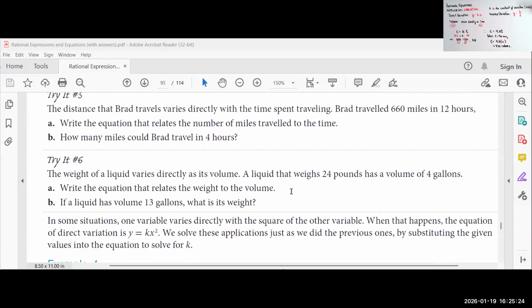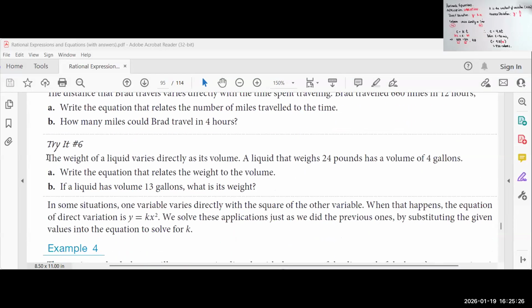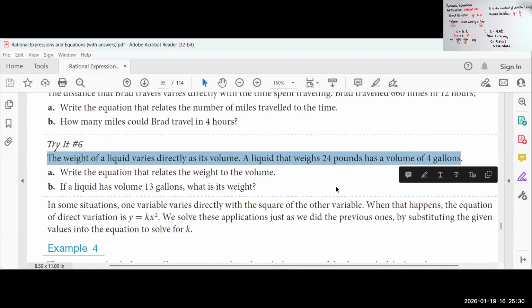What about this one? The weight of a liquid varies directly as its volume. That's an easy one. We have 24 pounds of weight for a volume of 4 gallons. I'm going to write here on the side and then I'll erase. We know that the weight is k times volume V, then 24 here and 4 here.